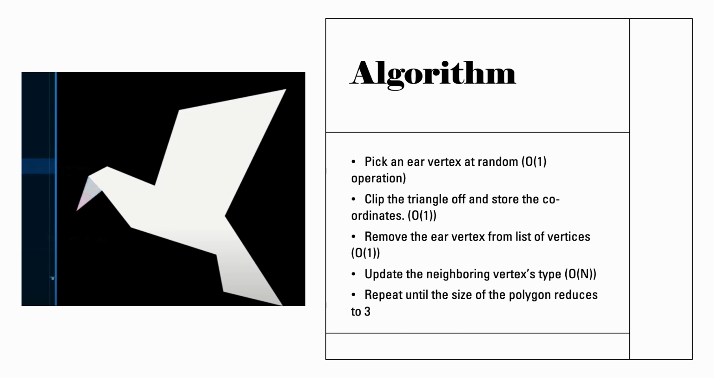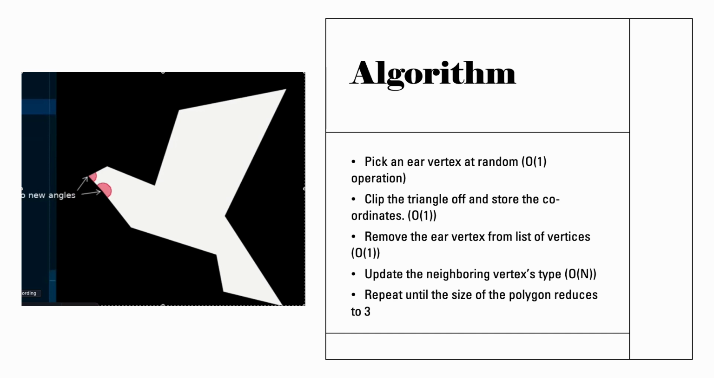Coming to the iterative approach of the algorithm. An ear vertex is picked at random and the triangle formed by the vertex and its neighbors is clipped off. Once the triangle is removed, the angles of the neighboring vertices can change, as seen in the animation. We thus need to recompute the vertex types of the neighbors and update them. This step is repeated until we have one triangle remaining, after which the algorithm terminates.